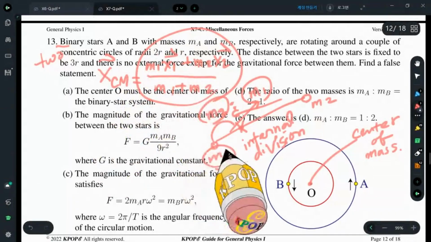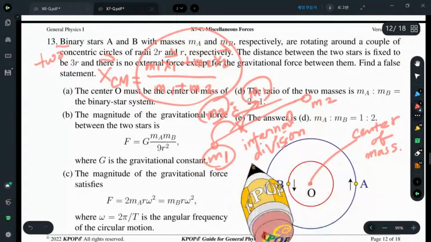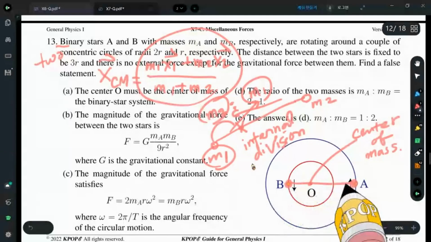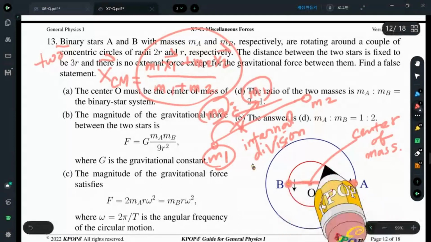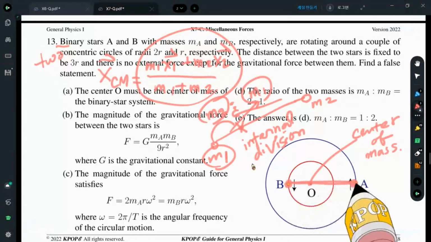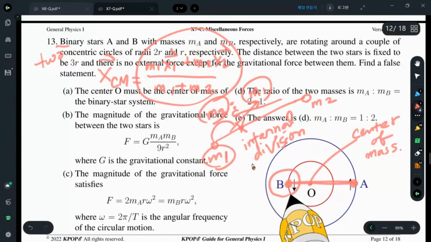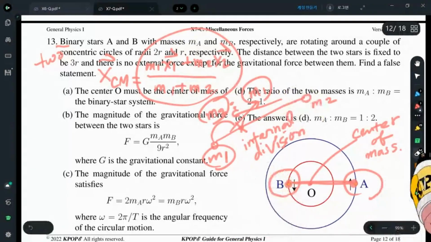Okay, in here, there is no external force except for the attractive gravitational force between the two celestial bodies. Gravitational force is the centripetal force for each particle. This is star A, and star B. Okay.